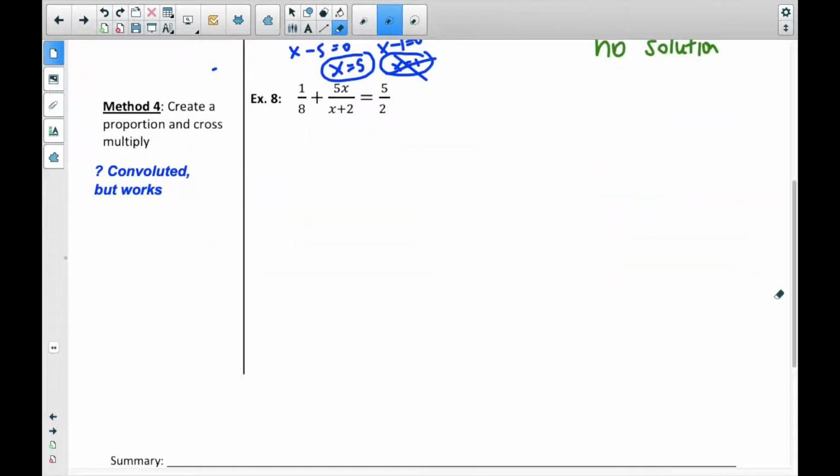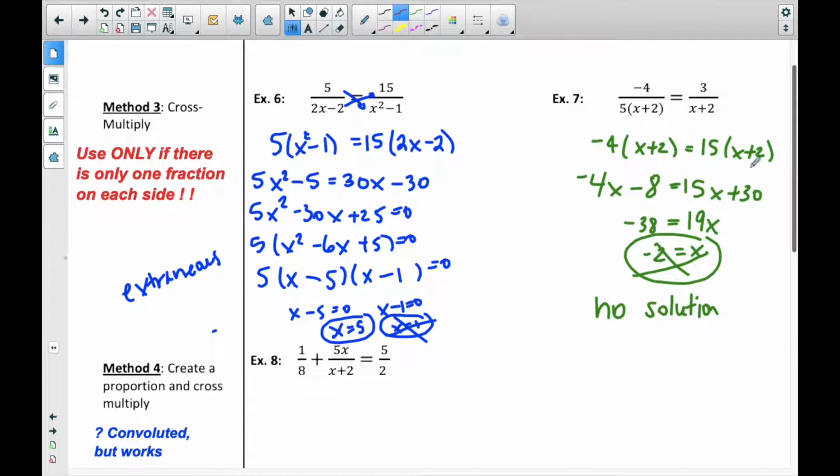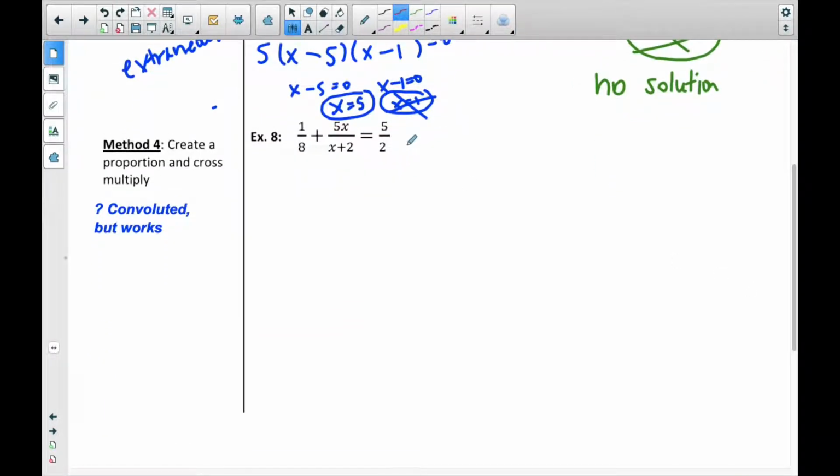Okay, the last method on this page, it is convoluted. I'm not even sure really why it belongs in here. I don't like it for a couple of reasons, but it is a method and you might stumble across using it, like accidentally you might use it, and it does work. The idea is that you would create a proportion and you would cross multiply. In other words, these top two examples we were able to cross multiply because it was just a fraction equals a fraction. If we really loved cross multiplying, we could redo our problem to make it work for cross multiplying.